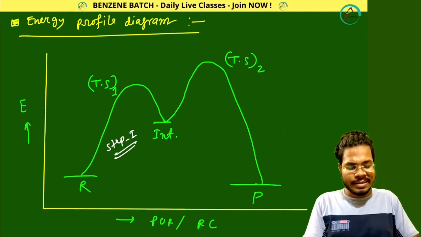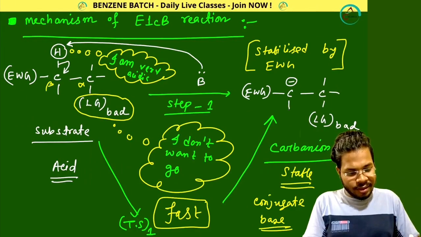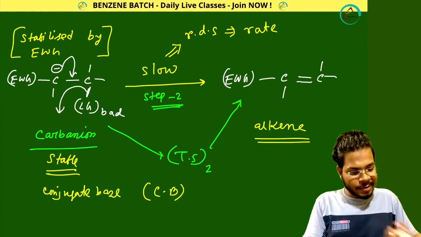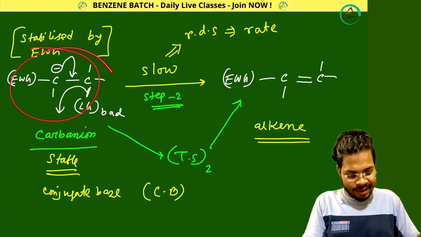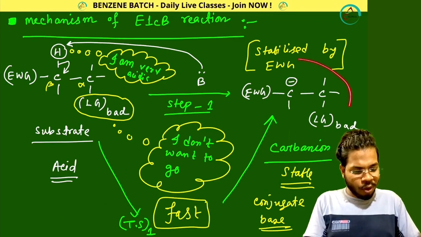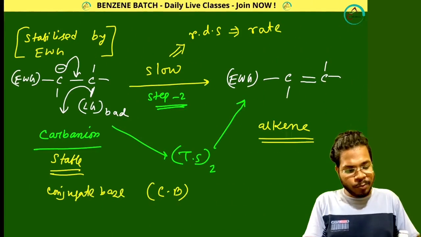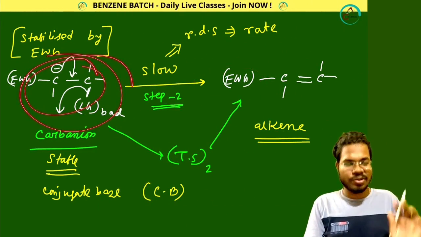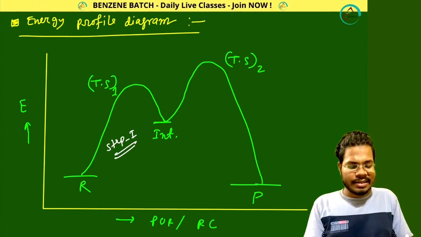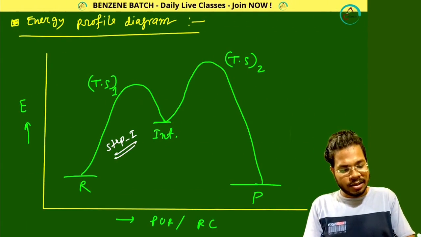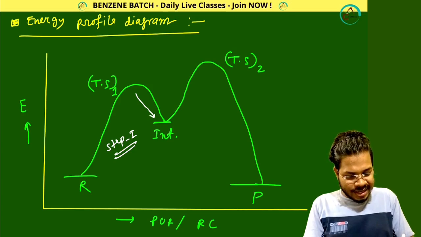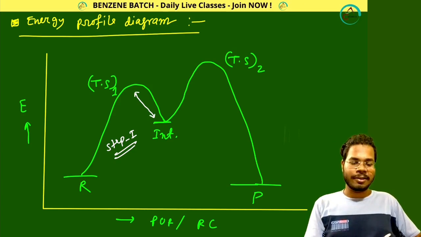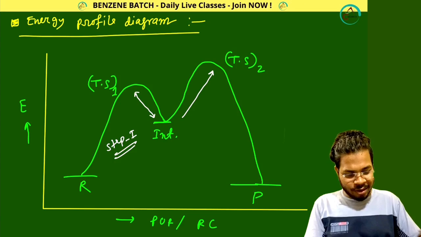So why am I considering in step 1 this product, that means intermediate, and in step 2 this reactant? Step 1's product is the intermediate, and step 2's reactant is also the intermediate, this carbanion. So these two are actually the same. The logic behind this is, remember the rule: transition state 1 is very close to the intermediate, and transition state 2 is also very close to the intermediate.